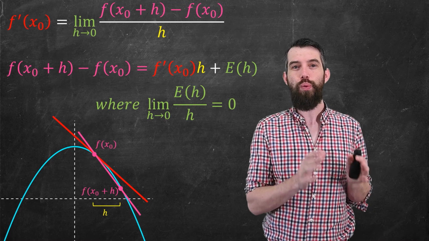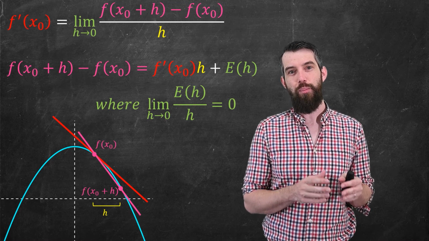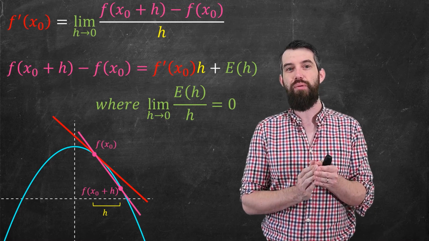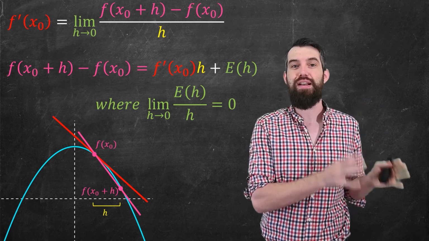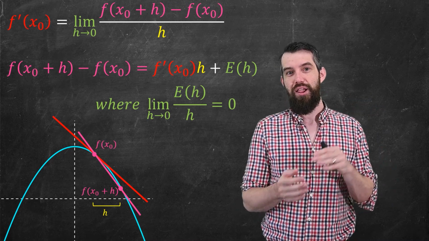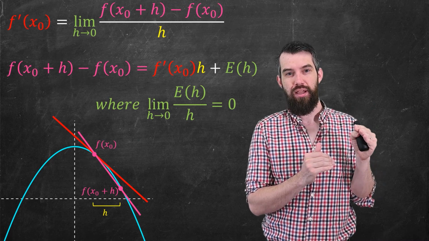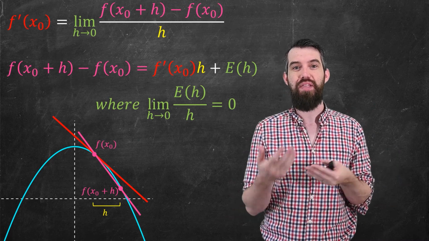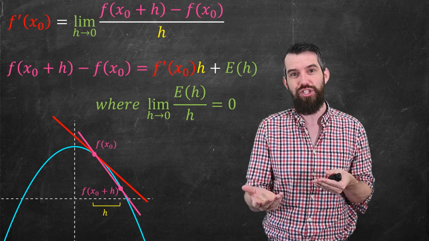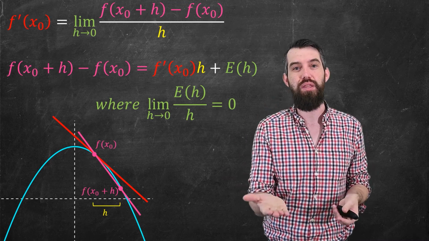And okay, so really what is this error term? Basically the idea is when you think about the difference, the f of x naught plus h minus the f of x naught, that is an actual difference on the actual function, an actual difference in heights. And you are approximating that difference in heights by the f prime of x naught times h, and the error is just the error between those.